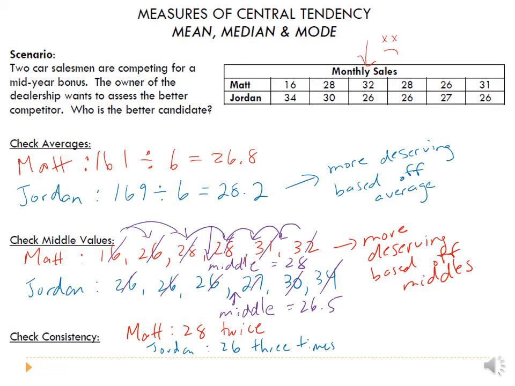And even if you look at their numbers, you can see Matt's got one number that's 16, and it's a lot different than the other ones. If you look at your definitions from yesterday, when you have something that's a lot different than the rest, it's called an outlier. So Matt had one really inconsistent month, and Jordan seemed to be a little bit more consistent. So maybe, it's up to you, you're the boss, but maybe Jordan's more deserving.